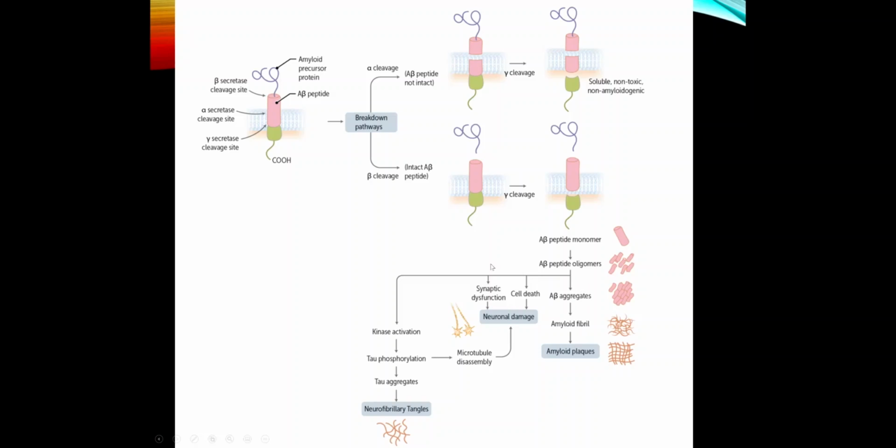So again, this contributes to a lot of synaptic dysfunction, contributes to neuronal cell death, and secondarily, through a very complex mechanism, in parallel, we have phosphorylation of tau, which leads them to aggregate and form these neurofibrillary tangles, which again are within the cytoplasm of the neurons.